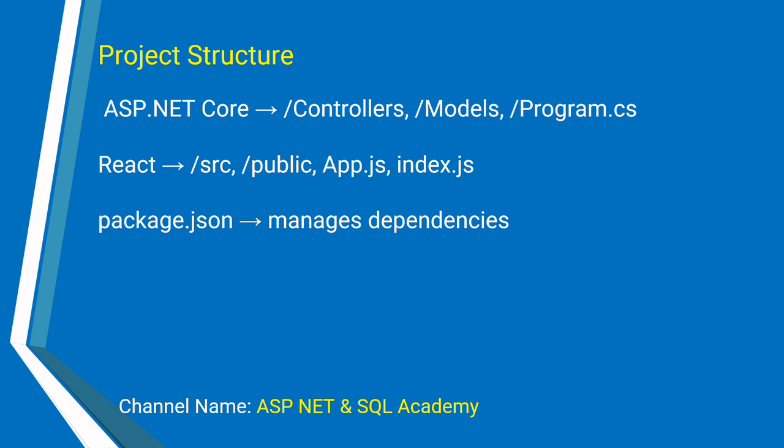The ASP.NET Core project handles backend logic while React lives inside the client app folder. Here, App.js is the main component and package.json manages all front-end dependencies.